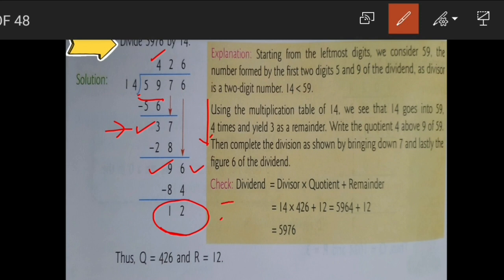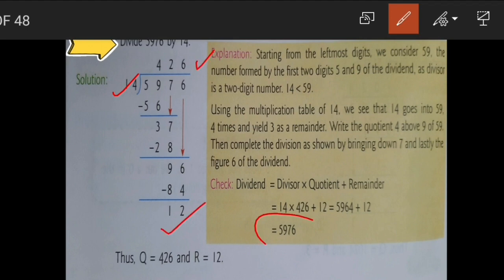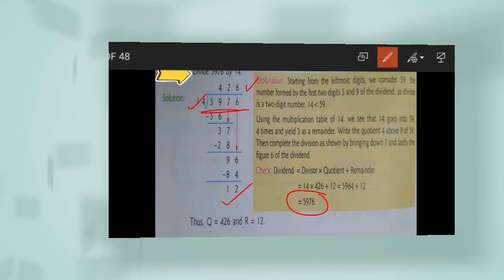And now, we will check the answer. Dividend is equal to divisor times quotient plus remainder. Divisor is 14, into quotient 426, plus remainder 12, and the answer we got is 5976. That means your answer is correct.